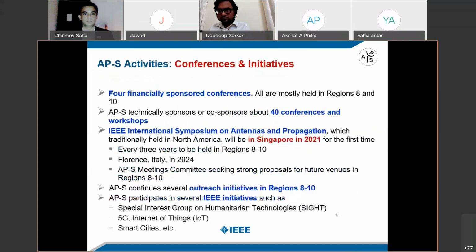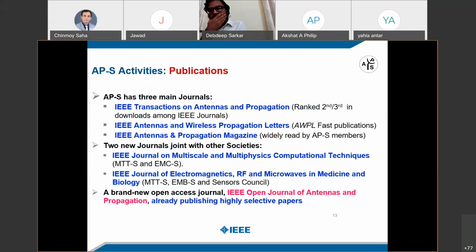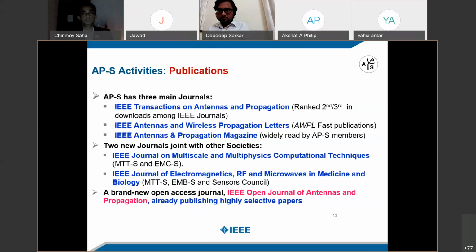I don't know if you're all aware of this, but these are the publications we have in the society. So we have the typical or older ones, the Transactions, AWPL, and the magazine. And as I said earlier, I think your event should be advertised in the magazine. And then we have some new journals that just came up, some of which have been around for 3 years, in collaboration with other societies. So these are the publications of the society. The society also offers other activities in terms of education. As you move along, Jawad, quickly, because I don't want to take too much of your time.